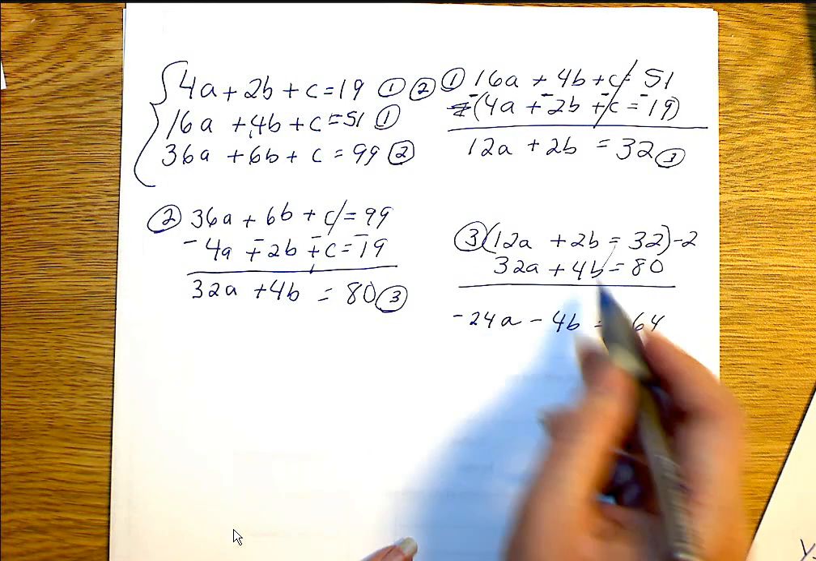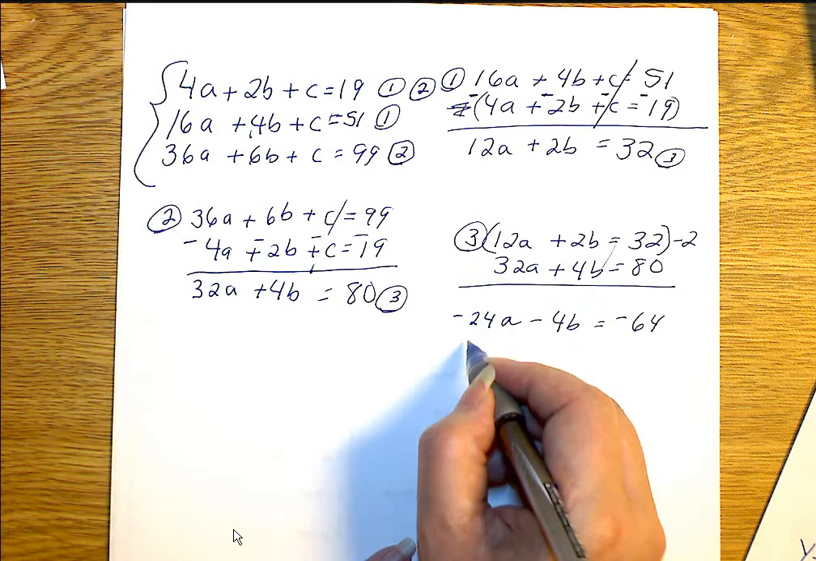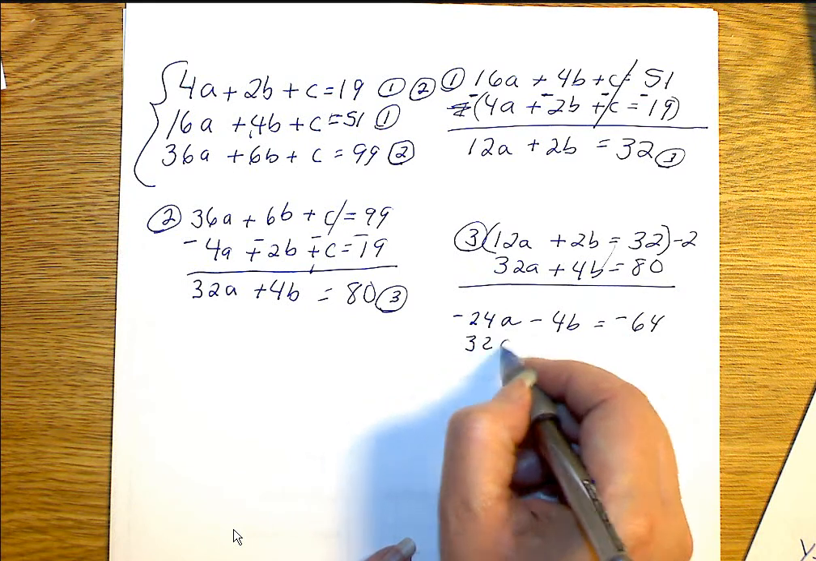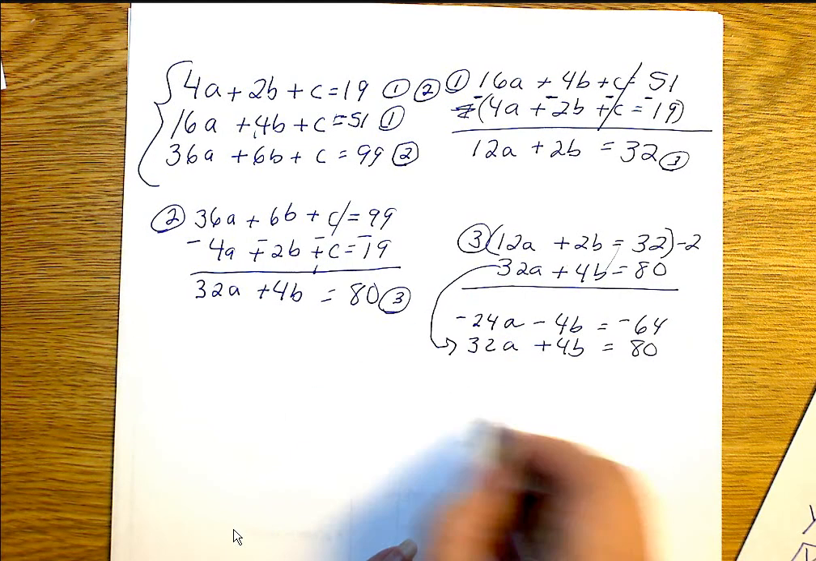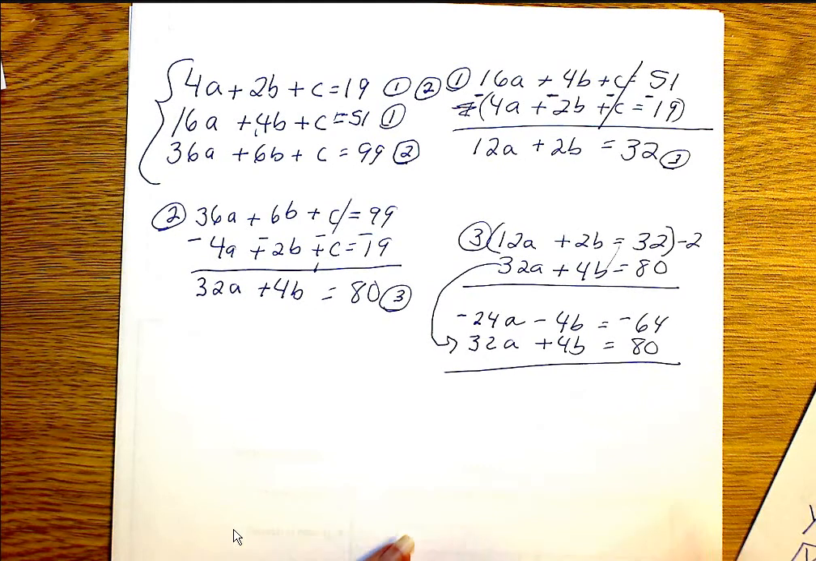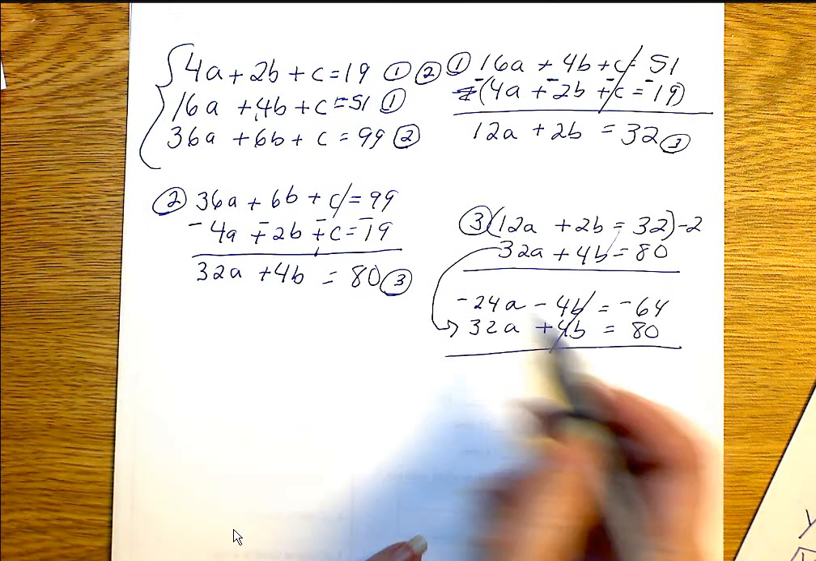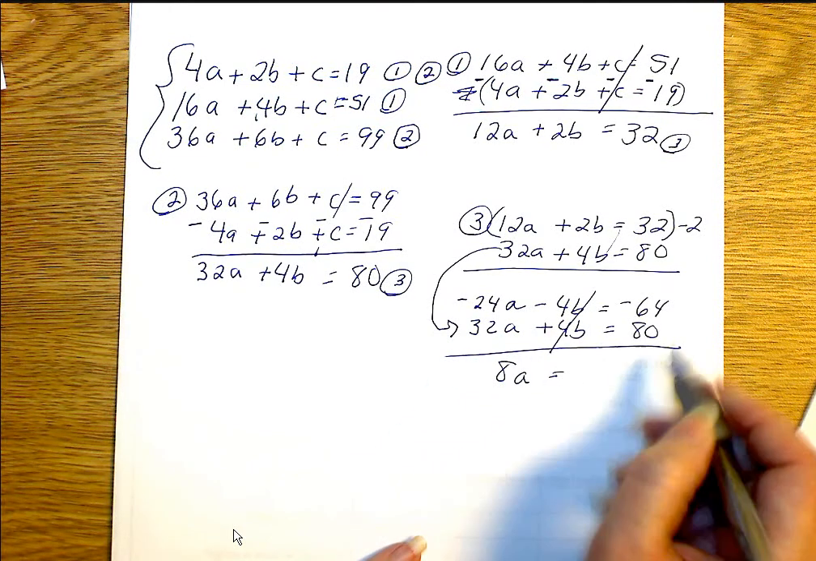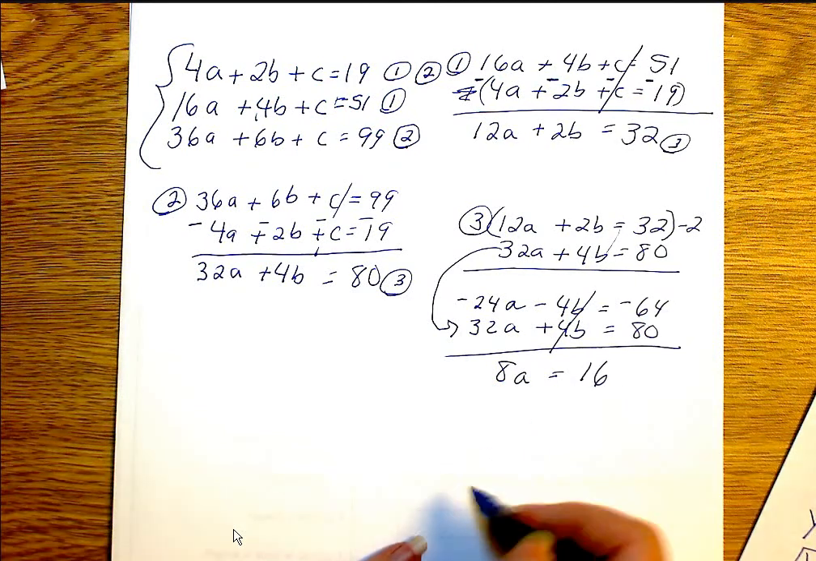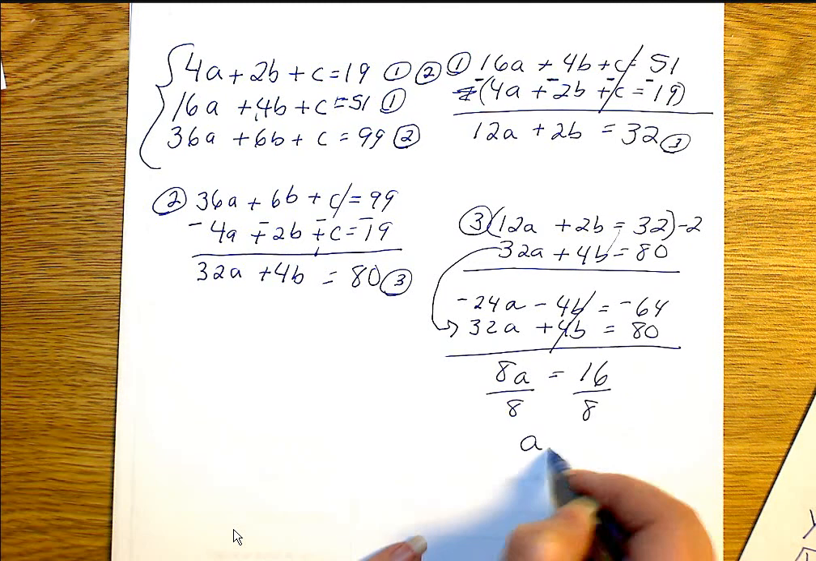And we're going to bring down my 3. We can just use this right here. I'll just bring it down. 32a plus 4b is equal to 80 because we're bringing this down. Your b's will cancel out now. So we have 32 minus 24 is 8a is equal to 80 minus 64 is 16. Divide that by 8. A is equal to 2.